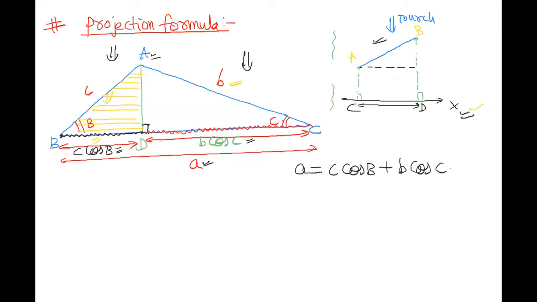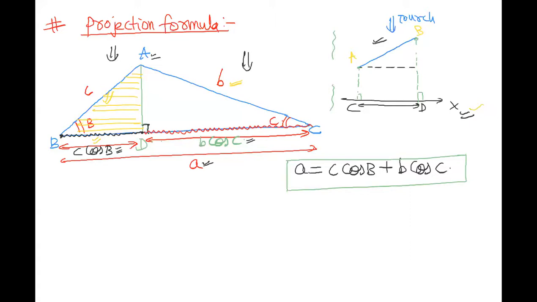So why are we calling this the projection formula? Because after taking the projection of AB on side a and the projection of AC on side a, we are getting this formula. That's why we are calling this the projection formula.